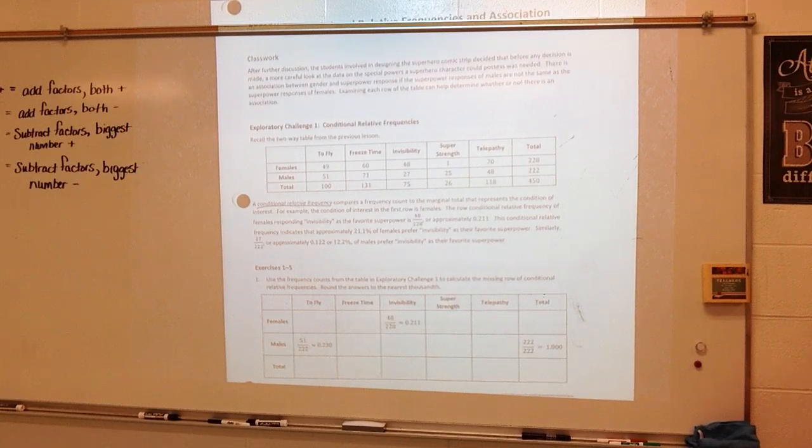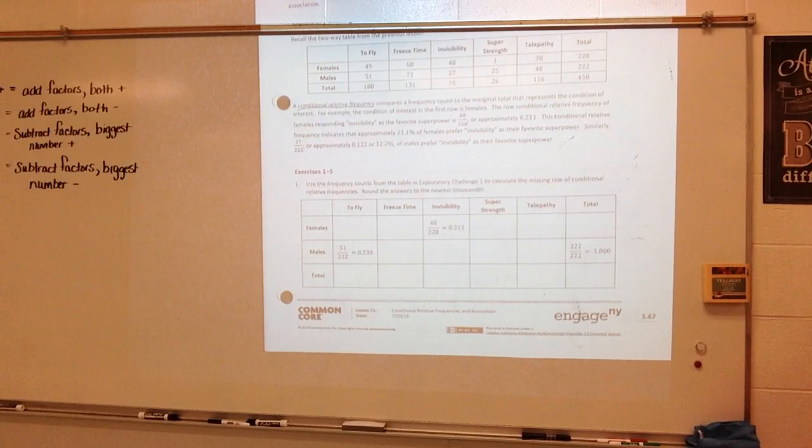How does this compare with the same cell in the relative frequency table from example 1? Well, 10.9% of the students surveyed were females who chose fly as their favorite superpower. Alright? So let's go ahead and look at this. Exercise number 1, use the frequency counts from the table in exploratory challenge 1 to calculate the missing row of conditional relative frequencies. Round the answers to the nearest thousandth.